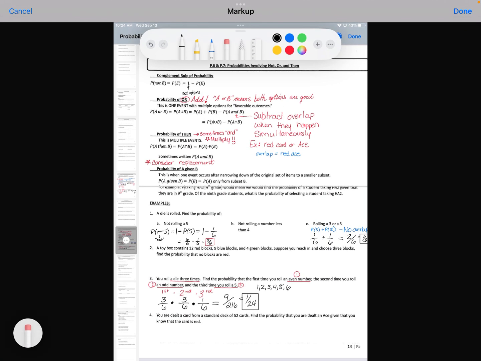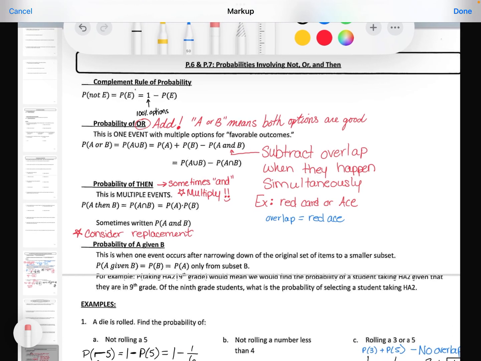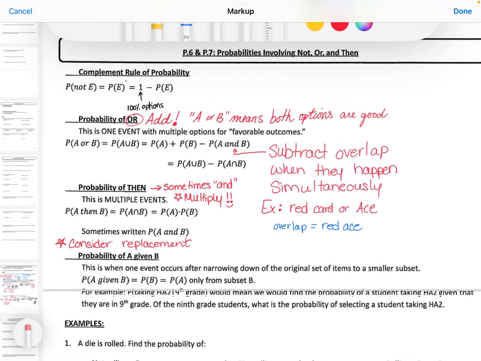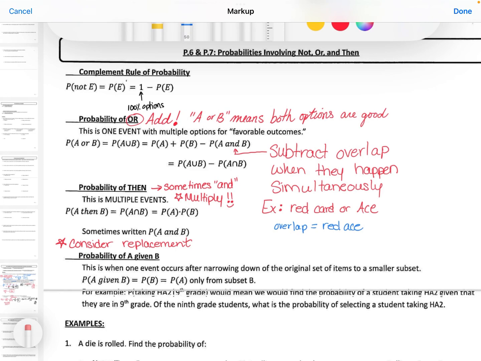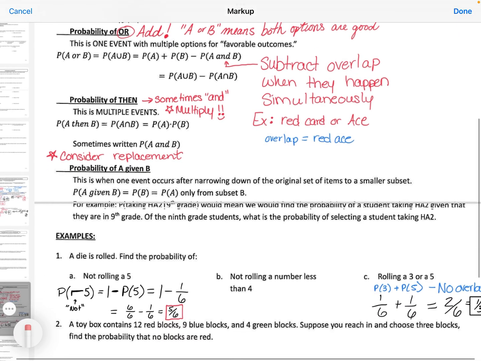So yesterday we started the P6, P7 notes on probabilities involving not, or, and then. We reviewed that probability of not an event, you take 1 minus the event happening. We talked about the probability of or, which means we need to add the events, but we need to subtract an overlap if there is any. And then we also talked about the probability of then, which you might also read as an and statement. And that means we multiply the events, but you need to consider if there's replacement or not. Do you need to remove the denominator?